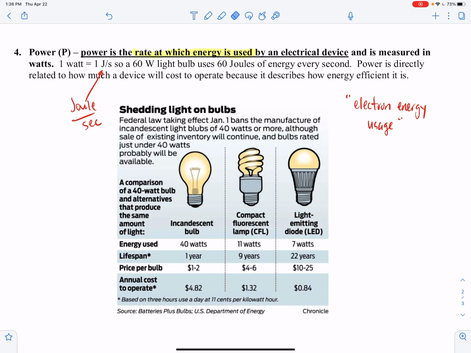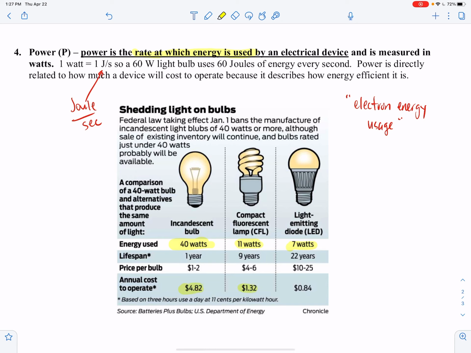For example, these 3 lights are all giving off the same amount of light, okay? They provide equal brightness, but some are more energy efficient than others. So this one here is using 40 watts, which is 40 joules of energy every second. But this one only uses 11, a compact fluorescent, and this one only uses 7, which is the newer LED bulbs, okay?